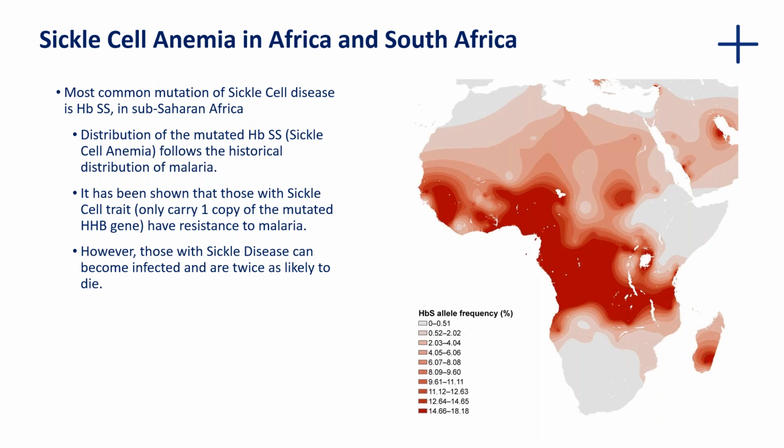However, those patients with sickle cell anemia, sorry, that's incorrect on the slide, it says sickle cell disease, can become infected and are twice as likely to die if they have sickle cell anemia. So they are compromised with malaria. Next slide, please.